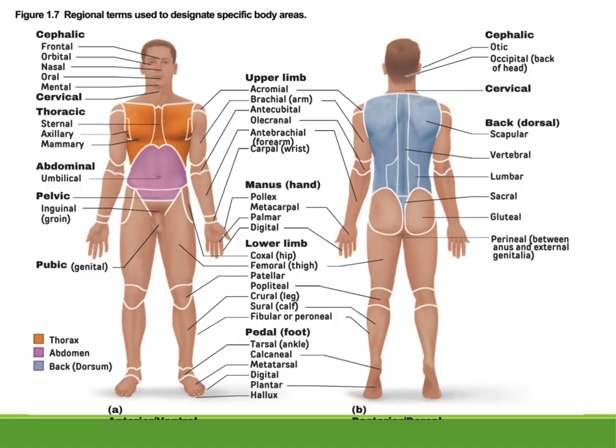All right, next we're going to be looking at the regional terms used to designate specific body areas. So let's start on the left. We're going to look at everything on the head. The head region is considered cranial or cephalic. Frontal is your forehead, and frontal and forehead both start with F. Your orbital region is where your eye is, because your eye sits in an orbit. Nasal is your nose, that one's not bad. Oral is your mouth, again, pretty easy to remember. And mental is your chin.